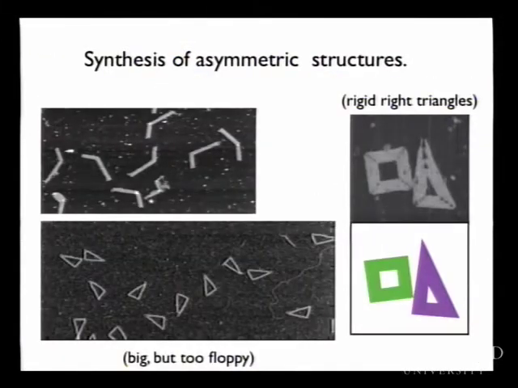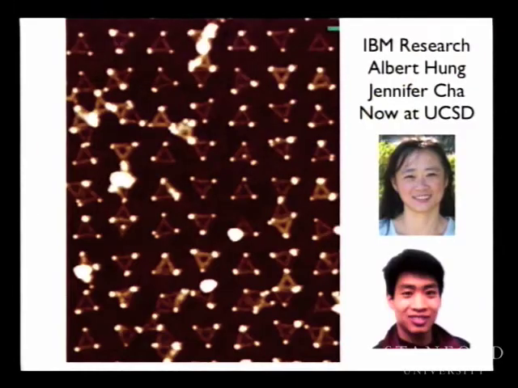Now, we're just trying to place some asymmetric DNA shapes. So these are some funny asymmetric L's. Here's a really nice rigid right triangle we made, and we made a bigger floppy right triangle that's not working so well. But we're doing that, and we're trying to reproduce that placement technology right now, and I can talk about that offline.